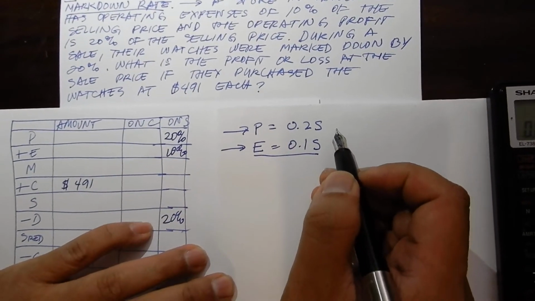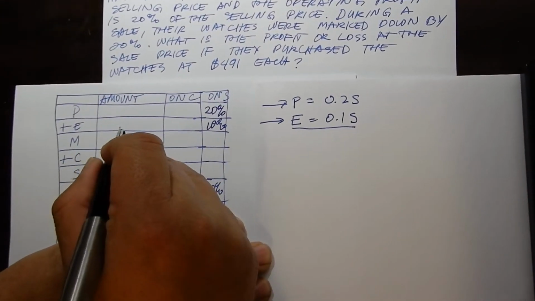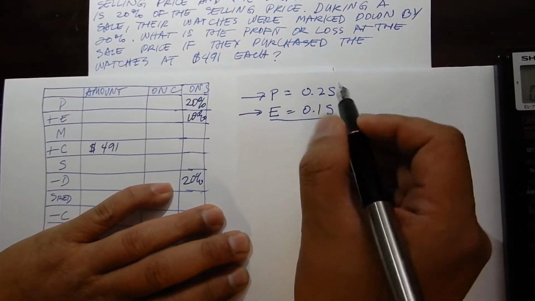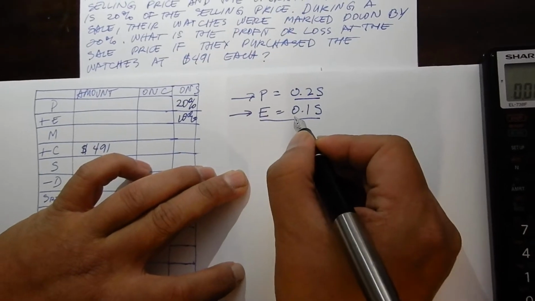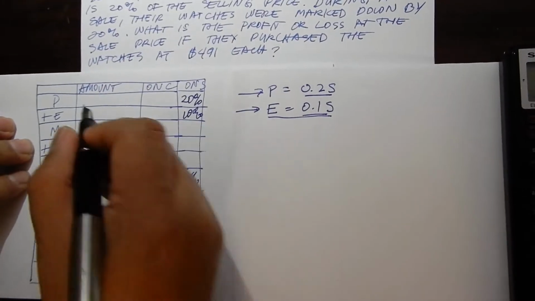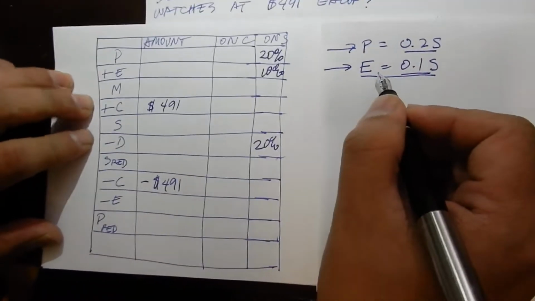Okay. Now, since we don't know what the dollar value is, we plug in the algebraic terms for P and E in the P and E boxes. Right? So start with the E.